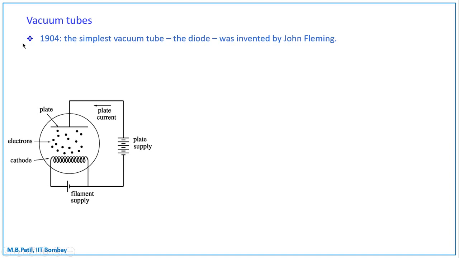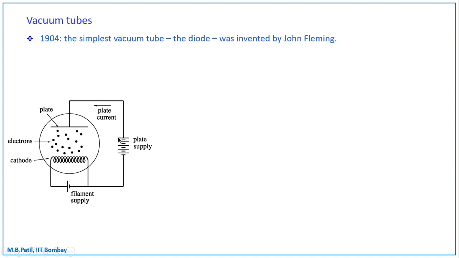Electronics really started with vacuum tubes because in those days there were no semiconductor devices. And the simplest vacuum tube, the diode, shown here, was invented by John Fleming in 1904. So in this device, there is a cathode, which is a filament, and there is a plate. The plate is biased with a positive potential, and the cathode is heated with this filament supply so that it emits electrons. These electrons get attracted to the plate, and that is how a current flows in the external circuit.